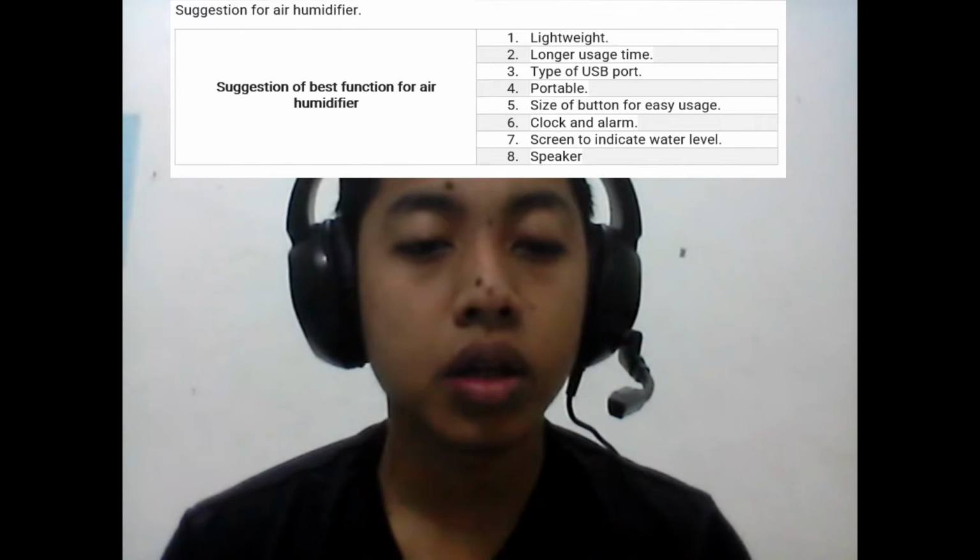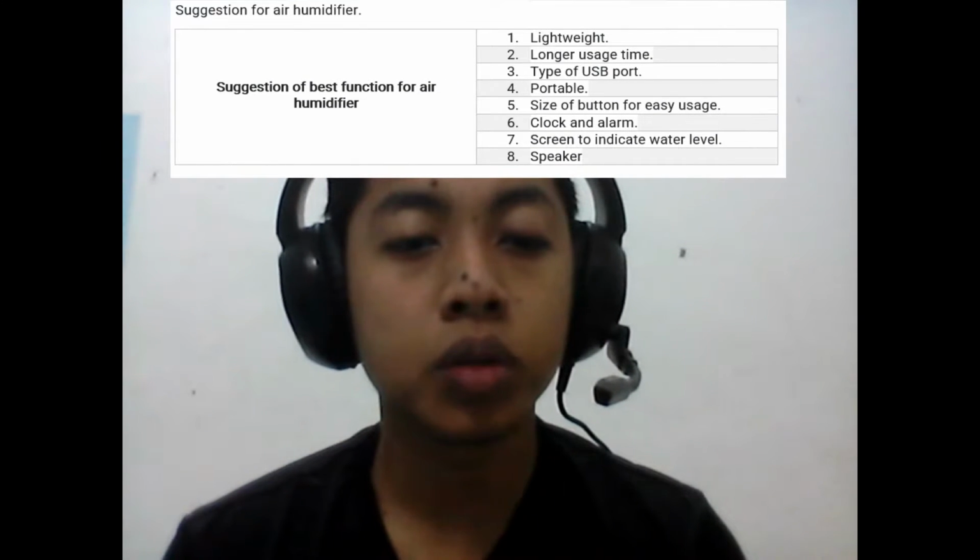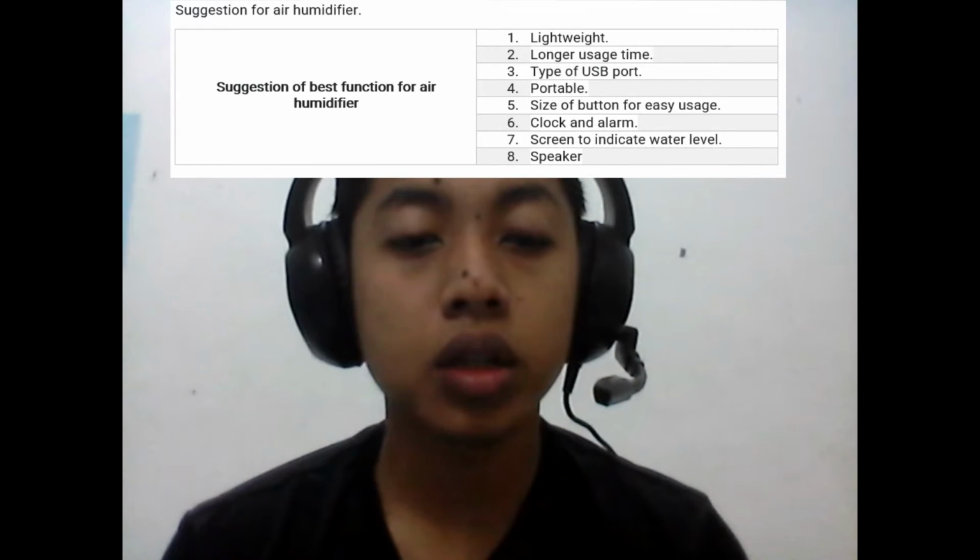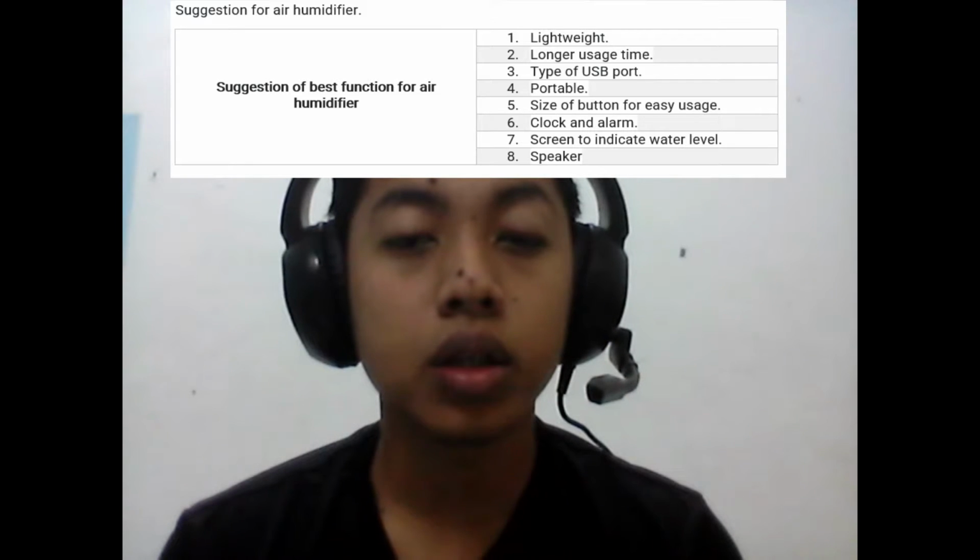The last data that I would like to highlight here is on question 17, where we ask respondents what the best function is that they would like to add on to the air humidifier. From the question, we find a few suggestions that we take into account to design our multifunctional air humidifier. Some of the suggestions are lightweight, longer usage time, type of USB port, portable, size of button for easy usage, clock and alarm, screen to indicate water level, and speaker.